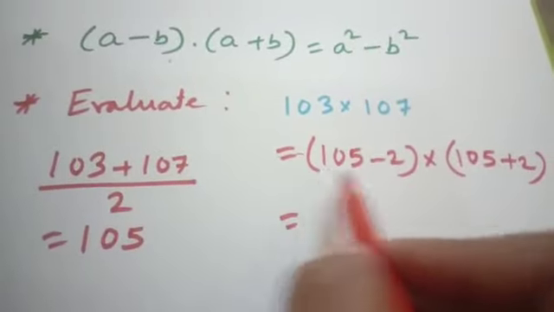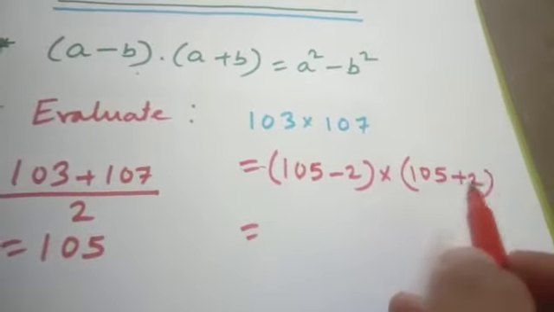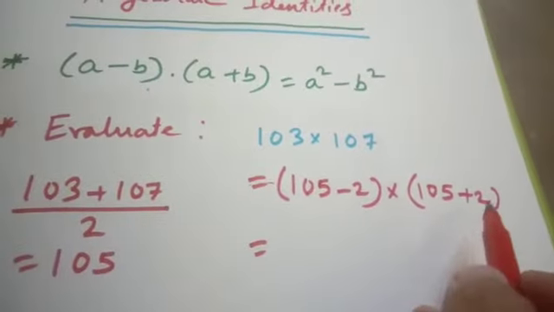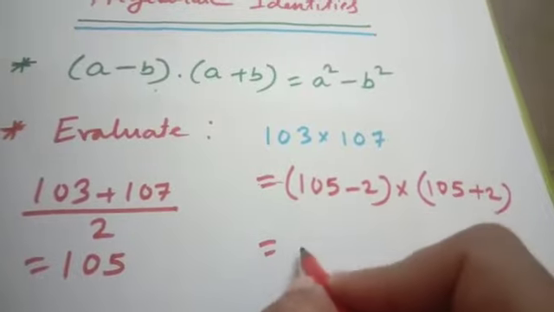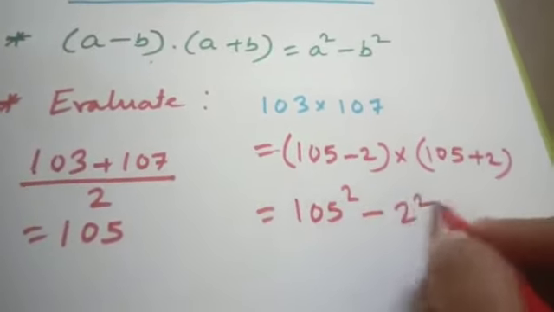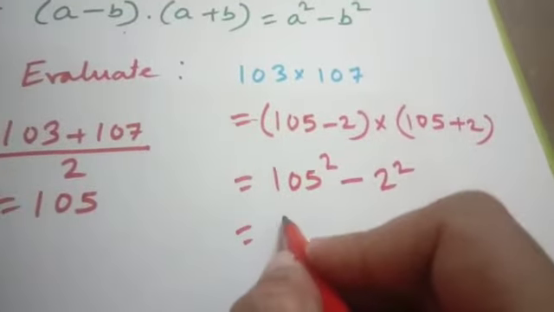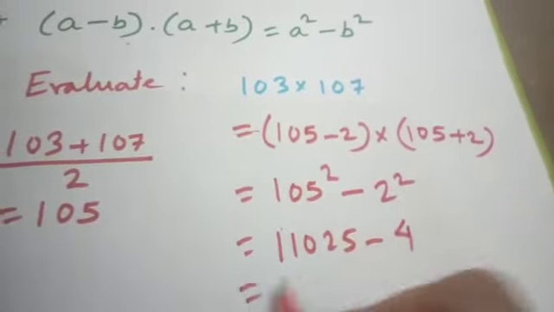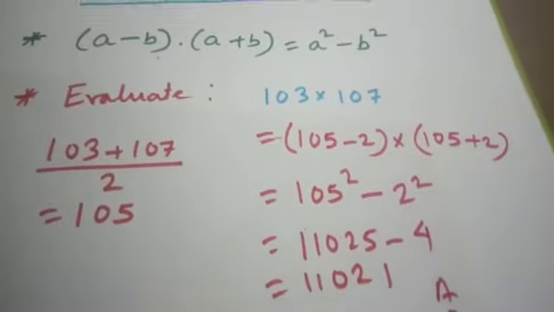That is, a is 105 and b is 2. 105 minus 2 into 105 plus 2, that is (a minus b) into (a plus b), which is equal to a square minus b square. Here a is 105, so 105 square minus b square, that is 2 square. 105 square is 11,025, minus 2 square, which is 4, equals 11,021, and this is the answer.